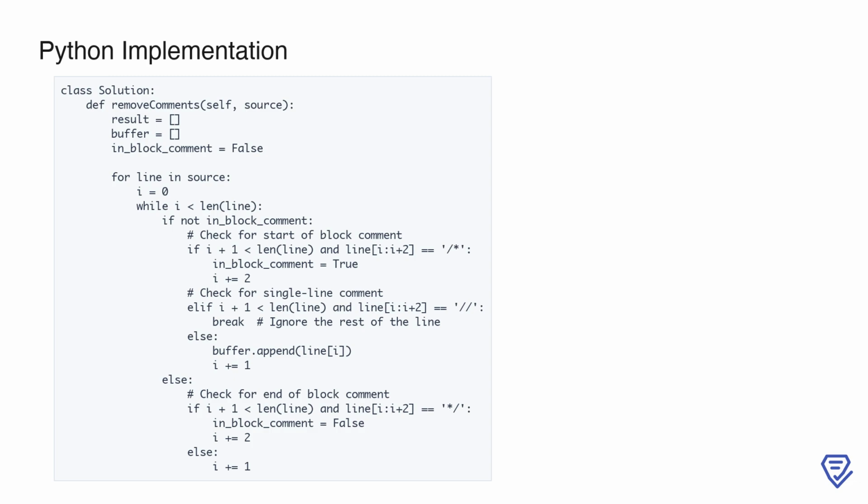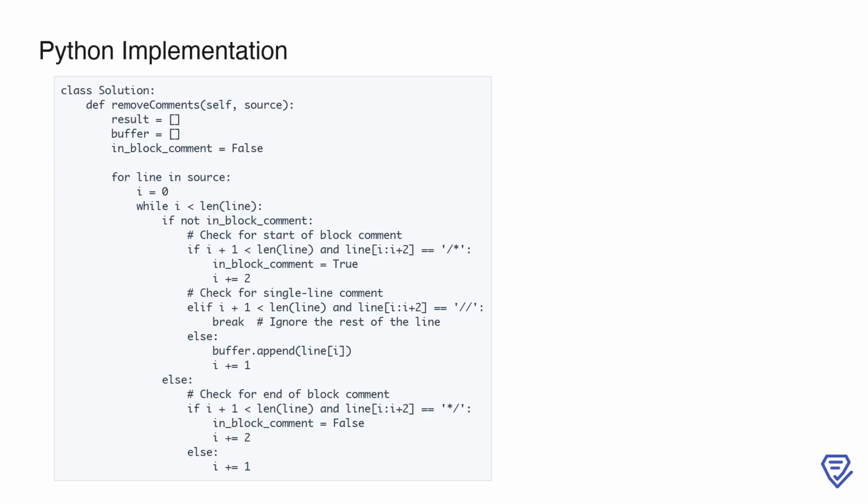The for loop iterates through each line in the source code. Inside the loop, we use a while loop to process each character of the current line. If we are not already inside a block comment, we check two cases: whether the current and next character form the start of a block comment, represented by /*, or if they form the start of a single-line comment, represented by //.